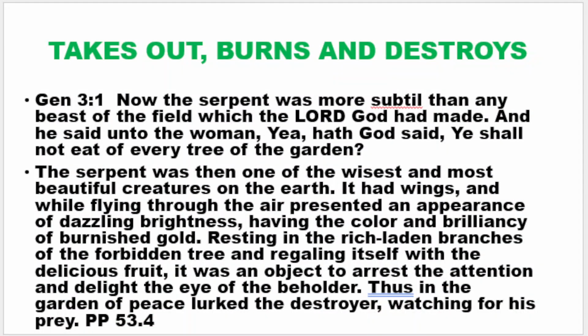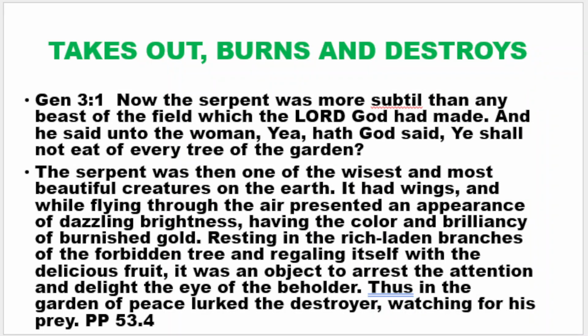of his cunningness was a dazzling, amazing creature, beautiful from its creation. It is described by inspired writings in PP 53.4 thus: that the serpent was then one of the wisest and most beautiful creatures on the earth. It had wings and while flying through the air presented an appearance of dazzling brightness, having the color and brilliancy of burnished gold. Resting in the rich laden branches of the forbidden tree and regaling itself with the delicious fruit, it was an object to arrest the attention and delight the eye of the beholder.